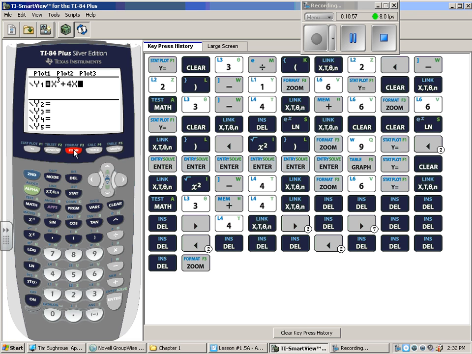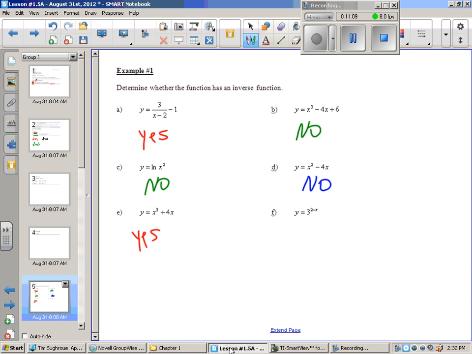Let's go zoom 6. Here's the cubic. It does not turn over, so it is always increasing. It is a one-to-one function. This is yes. And likewise, the exponential function. Most exponential functions are one-to-one. That's why we have logarithmic functions, to undo the one-to-one function. 3 raised to the 2 minus x.